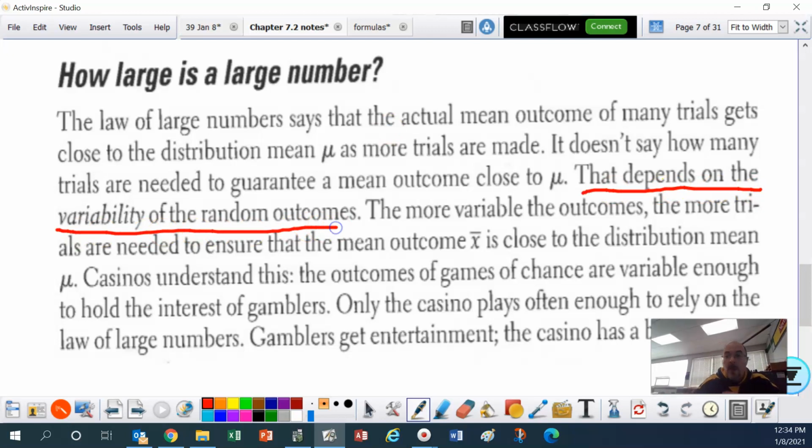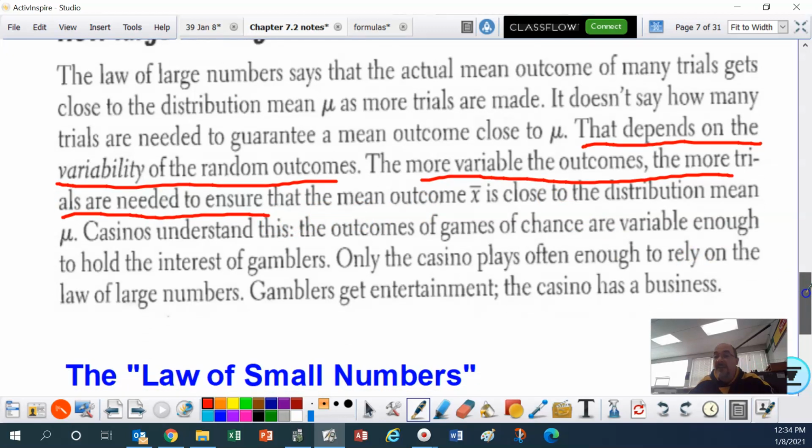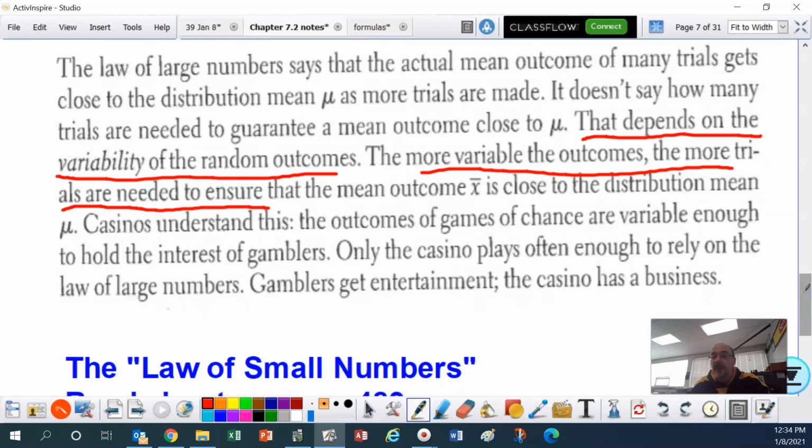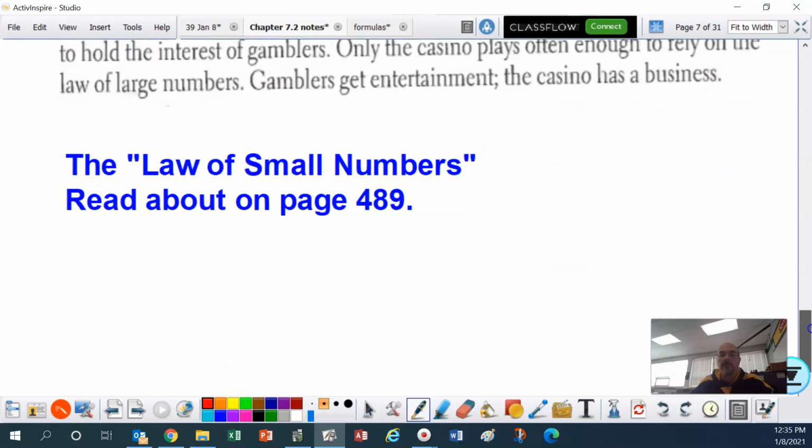The more variable the outcomes, the more trials are needed to ensure that the mean outcome X bar is close to the distribution mean mu. Casinos understand this. The outcomes of games of chance are variable enough to hold the interest of the gambler. Only the casino plays often enough to rely on the law of large numbers. Gamblers get entertainment. The casino has business.